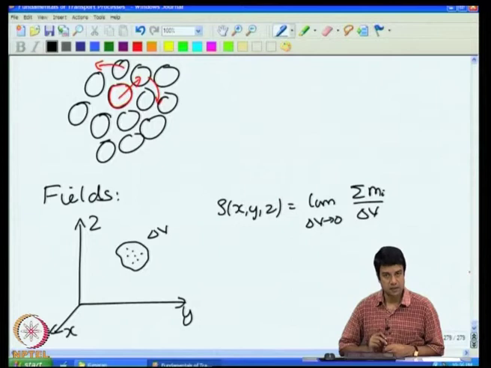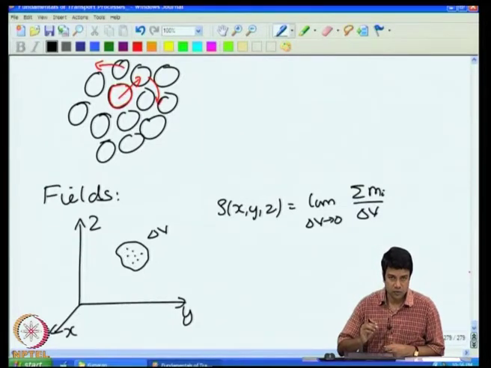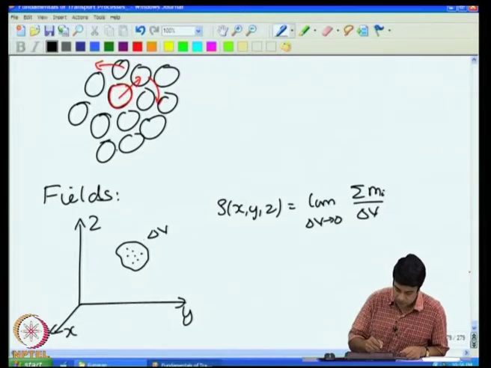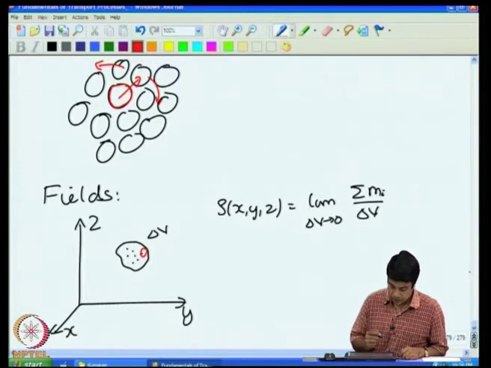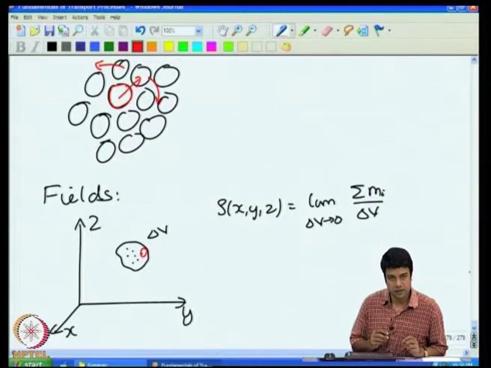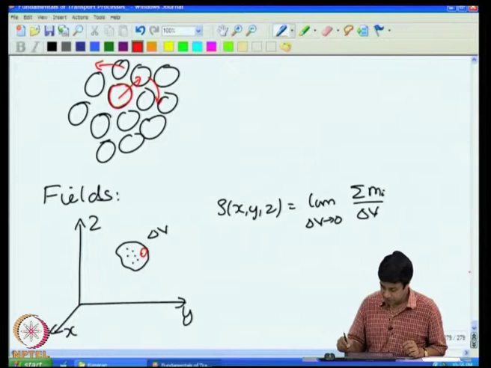This definition of course has a problem in the sense that if I make the volume smaller and smaller, as the volume becomes comparable to the size of a molecule itself, then either I have a molecule there or I do not have a molecule there. So, this definition will not work if the size of the differential volume I am considering is comparable to the size of a molecule itself.